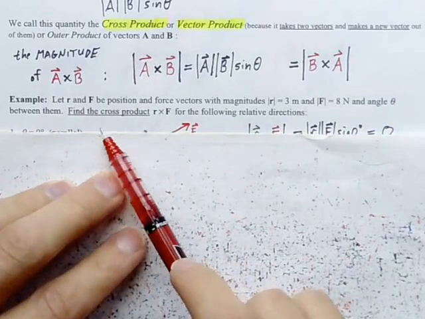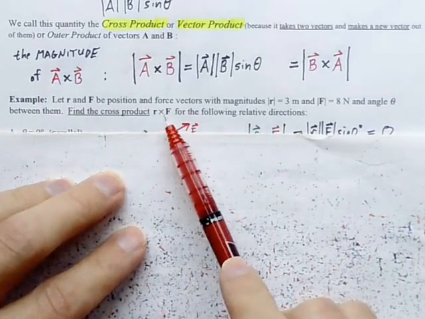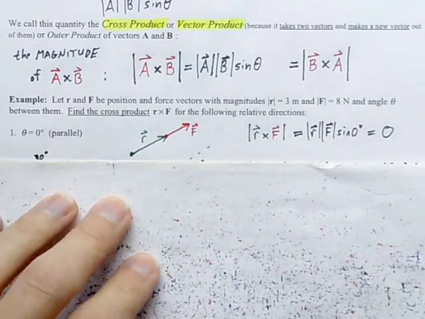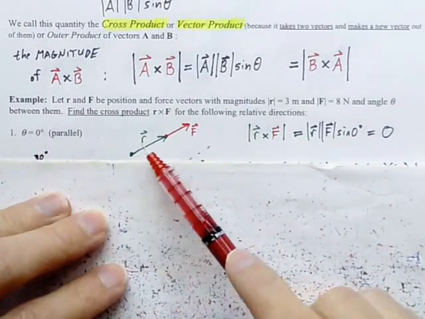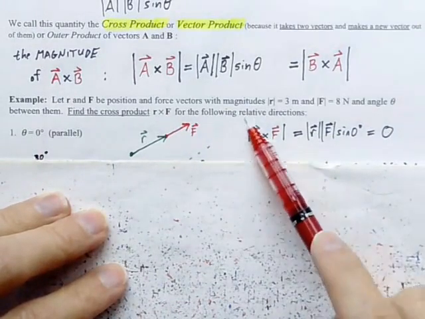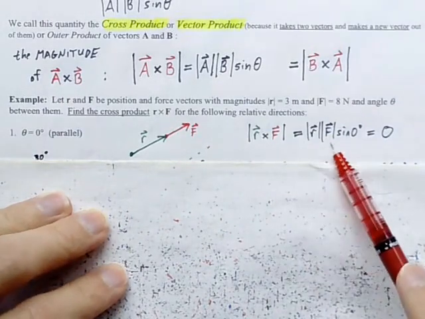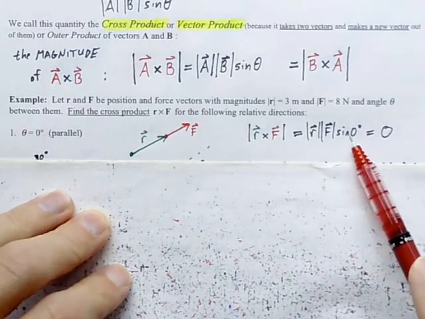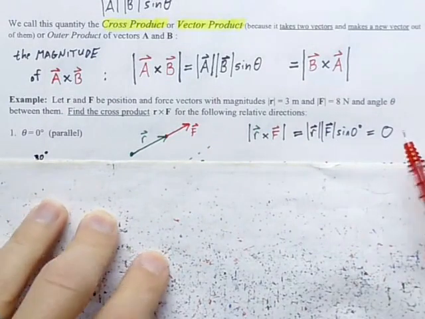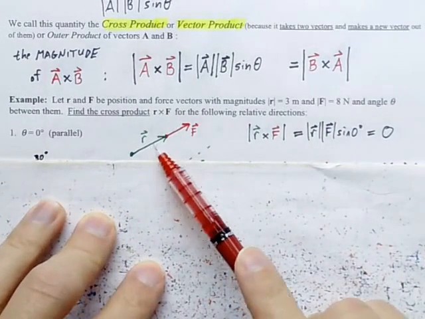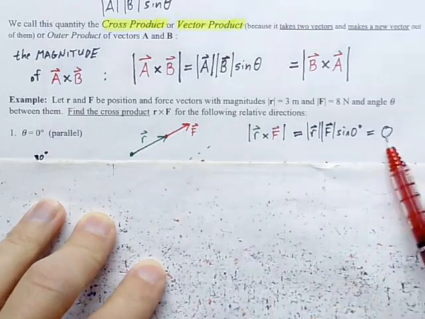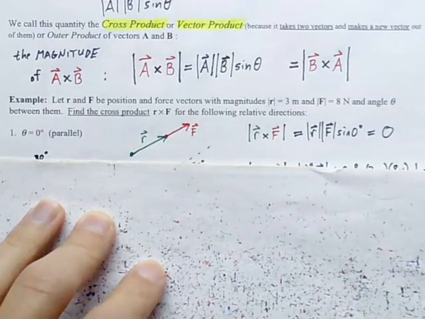Let's find the cross product, R cross F, for the following relative directions. Suppose first that they are parallel to one another. In that case, the magnitude of the cross product is given by RF times the sine of the angle between them, that being 0 if they're parallel to each other. Sine of 0 is 0. What is the product of the perpendicular parts of vectors that are parallel to each other? 0. They have no perpendicular parts.